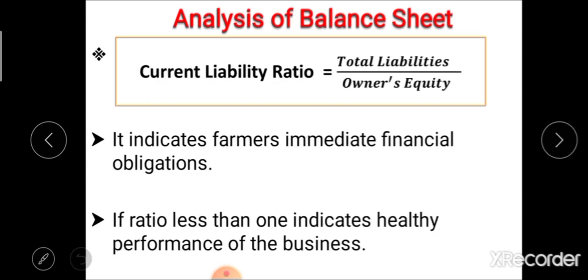After net capital ratio, the next ratio is current liability ratio. So this current liability ratio is equal to total liability divided by owner's equity. This current liability ratio indicates the farmer's immediate financial obligation, and if this ratio is less than 1, then it indicates healthy performance of business. This is the current liability ratio.